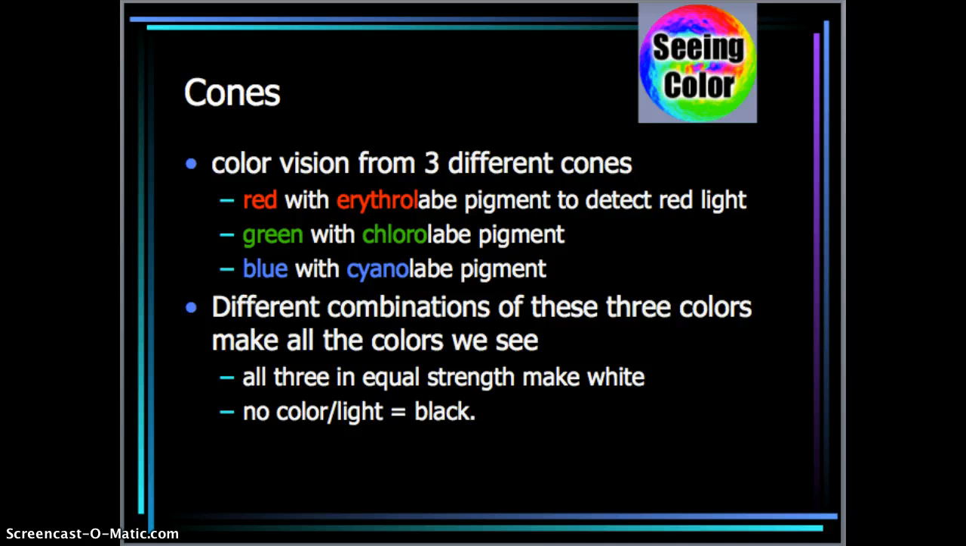For the cones, there are 3 different types. We have red, green, and blue: erythrolabe, chlorolabe, and cyanolabe, and it's the combinations of these 3 that give us the colors that we see. So those are 3 almost primary colors. If we see all 3 in equal strength, that is white, and if we see none of them, if there's no color or no light, that is black.